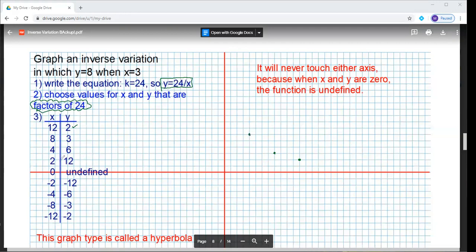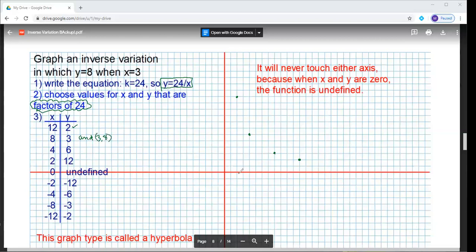And 2 and 12. Look, we're coming back around, right? So 2 and 12 is over 2, up 12. Now you notice that there's not an even space here, because there would be another point in there, right? If we had, for example, 8, 3, that means we would also have 3, 8.